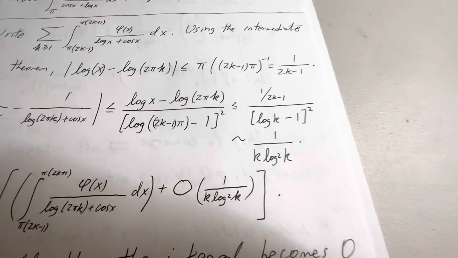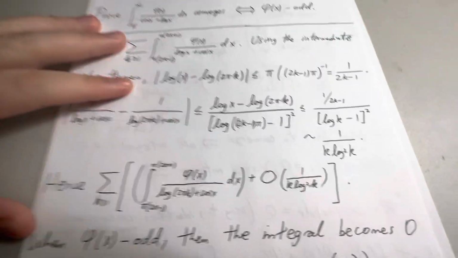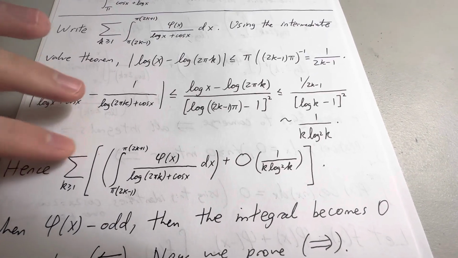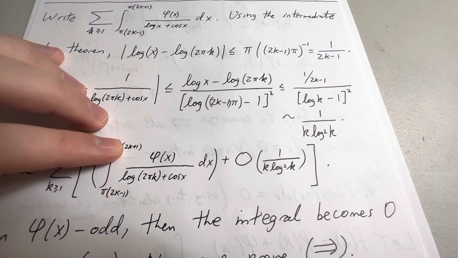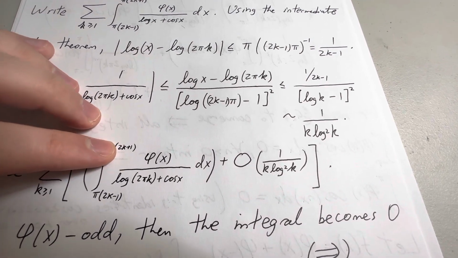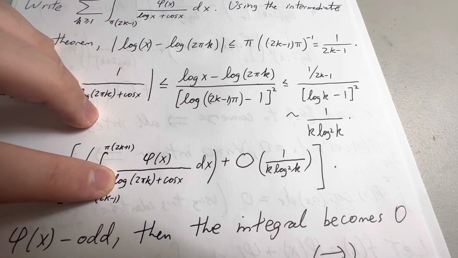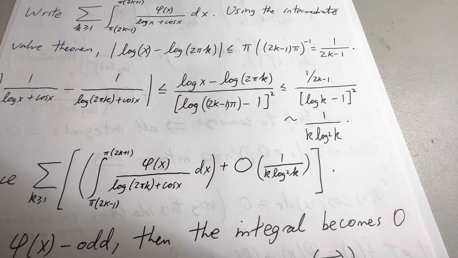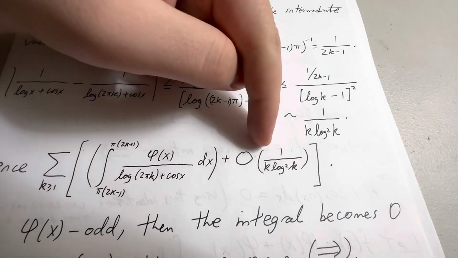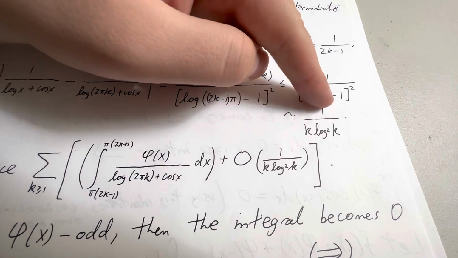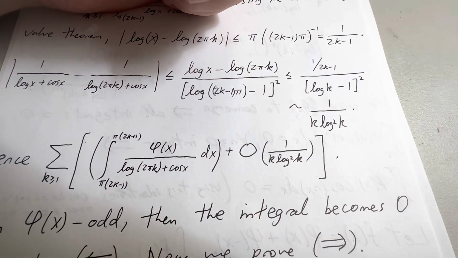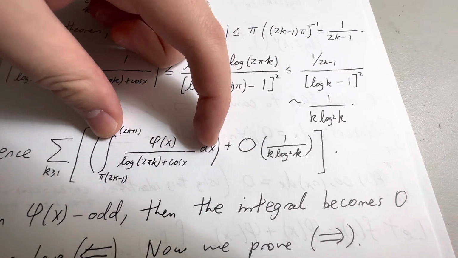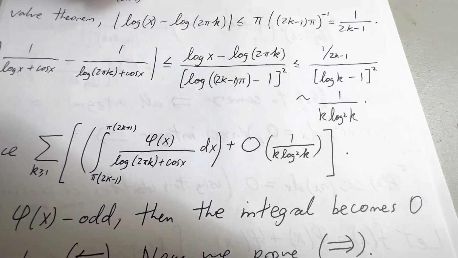So again, we're looking at asymptotics here, which means that we can rewrite our summation up here like the sum of the integral from, again, the same upper and lower limits. But now we have phi x over log 2 pi k plus cosine. So we've replaced the log function with just a constant. And then we have our error term over here plus big O of this fraction, 1 over k log squared k. And this part doesn't hurt us. This is just an error part. So we really just want this to converge. If this converges, then everything's fine.